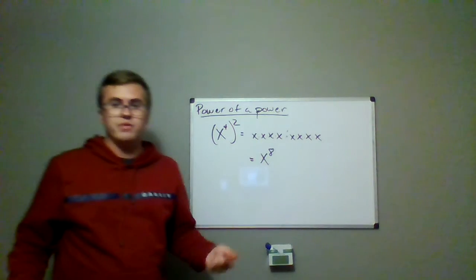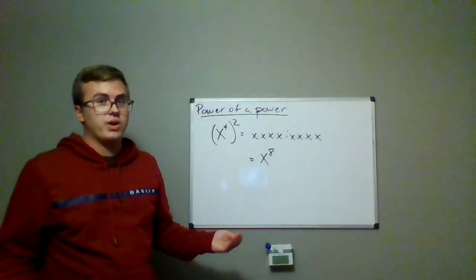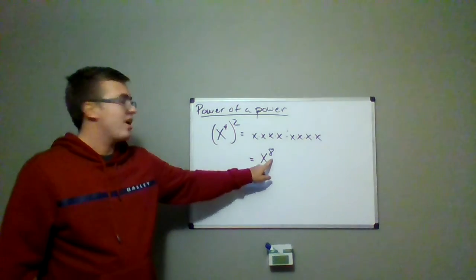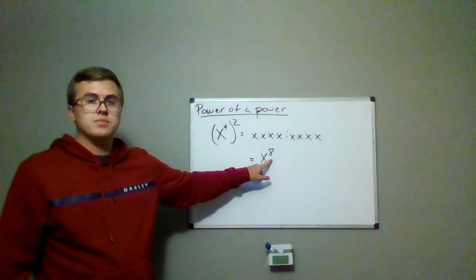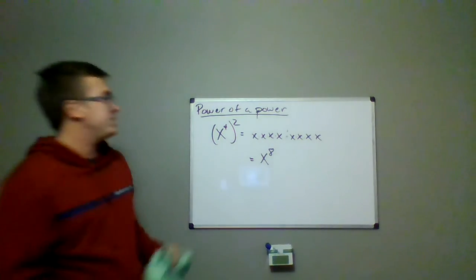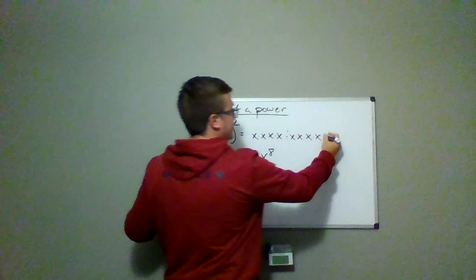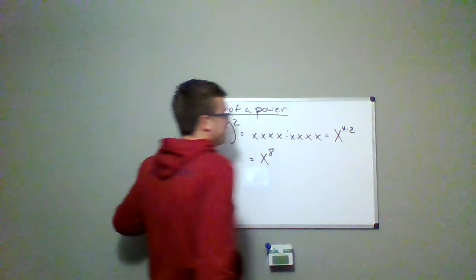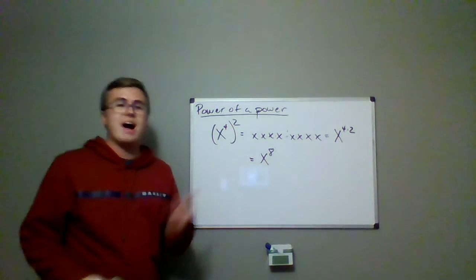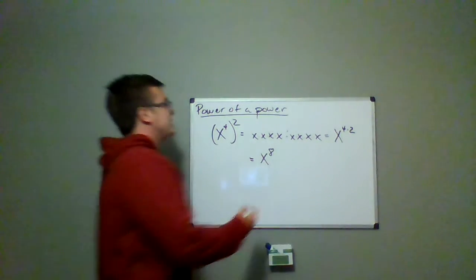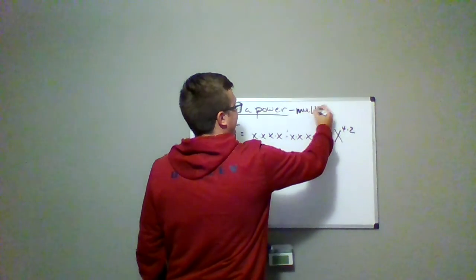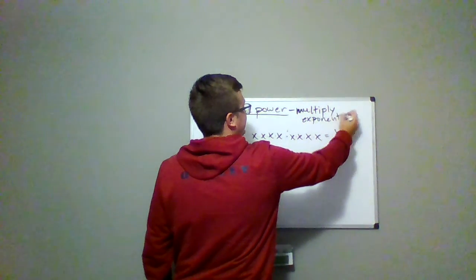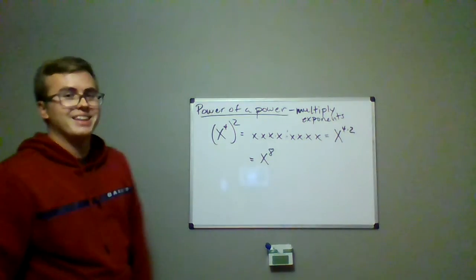So just like we've been doing, see if we can figure out a way to simplify that process. How do I go from 4 and 2 up to 8? You should be thinking multiplication. 4 times 2 equals 8. So this becomes x to the 4 times 2. So power of a power says to multiply the exponents. So keep the base the same and multiply the exponents.